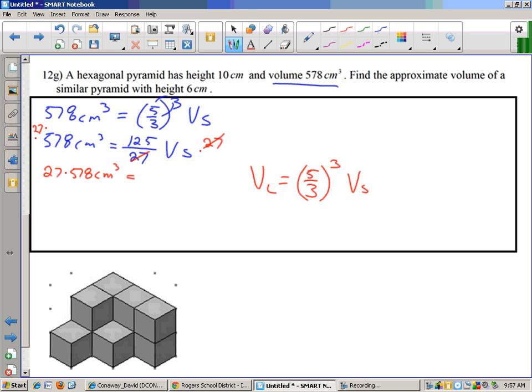Now, how do I get rid of the top, 125? This is 125 times VS. How do I get rid of that? Divide by 125. What's 125 over 125? Reduces to 1. Put that into your calculator and tell me how much the volume of the small should be. 27 times 578 divided by 125.